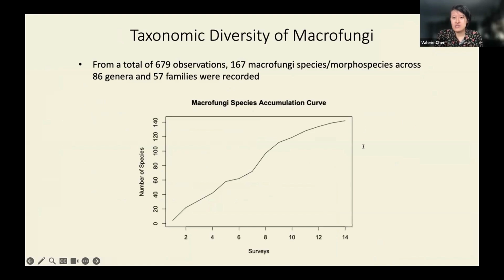So from my 679 observations of macrofungi throughout the year, I recorded 167 species or morphospecies across 86 genera and 57 families. This graph is called a species accumulation curve, and it shows how many different species are recorded at the field site with every subsequent survey. You can see that the number of species found at the field site is continuing to increase with every survey and hasn't leveled out yet.